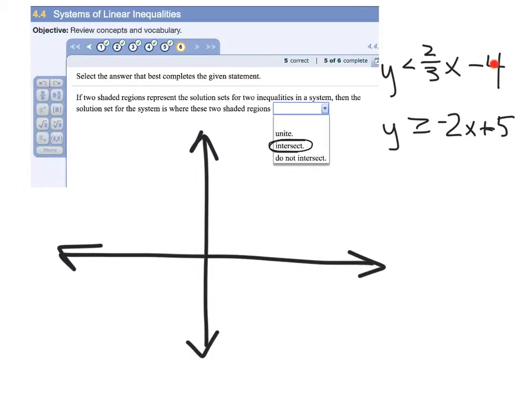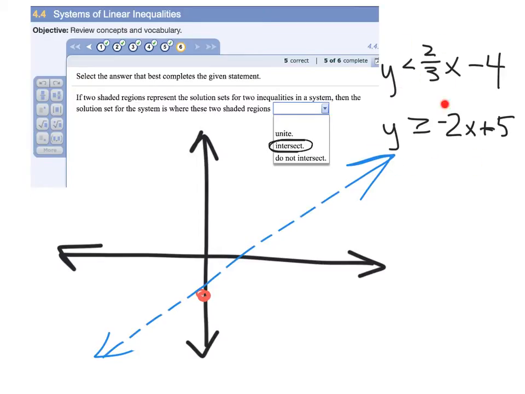So when I graph this guy, I'm going to start at negative 4, and then I'm going to go up 2 over 3, up 2 over 3. So that's going to look something like this. But because it's a less than, not less than or equal, that means it's got to be a dashed line. That line is supposed to be dashed. So that's what it looks like. So that's the first inequality.